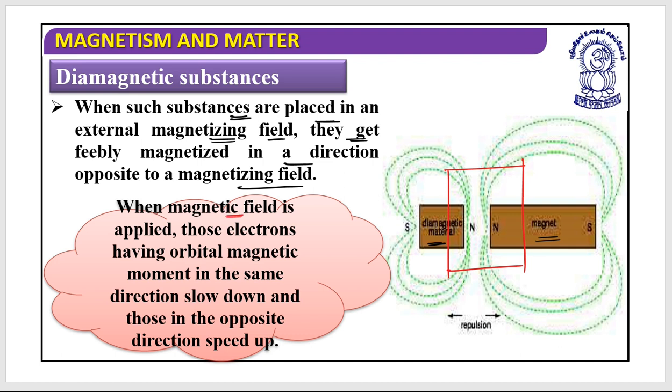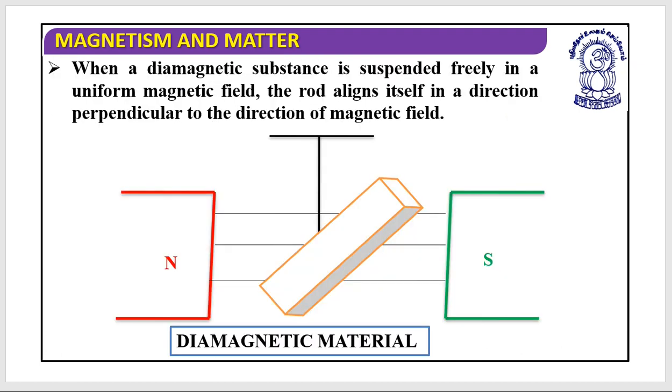So when a magnetic field is applied, those electrons having orbital magnetic moment in the same direction slow down, and those in the opposite direction speed up. So ultimately the situation will come that all those electrons which are in the opposite direction will have more tendency, and all those moving in the same direction will be slowed down, and eventually that will stop. So this is the situation of the diamagnetic material.